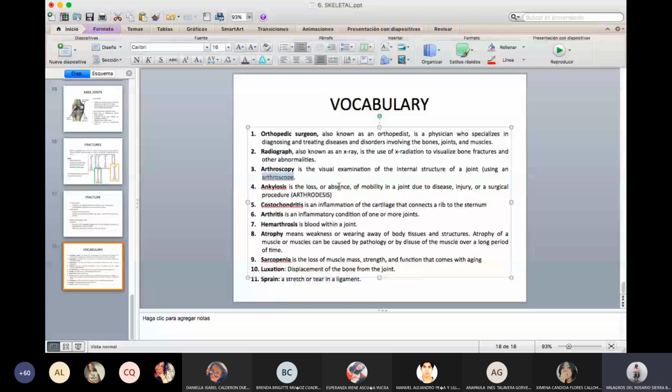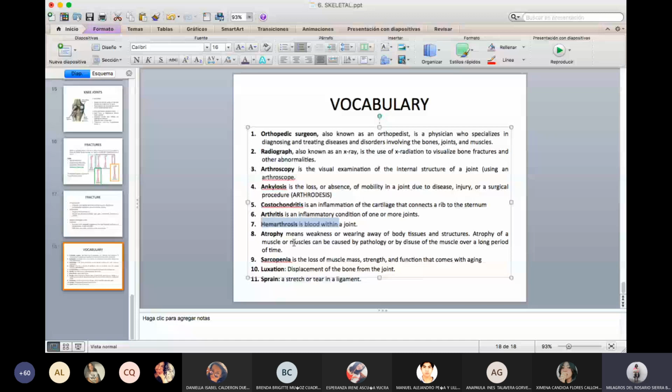Then costochondritis, this is an inflammation of the cartilage that connects to the rib. So sometimes this can cause chest pain and can be confused with a heart attack, for example. Arthritis is an inflammatory condition of one or more joints. The diseases related to this. Arthrosis would be when there's blood within the joint. This can cause, for example, the joint effusion.